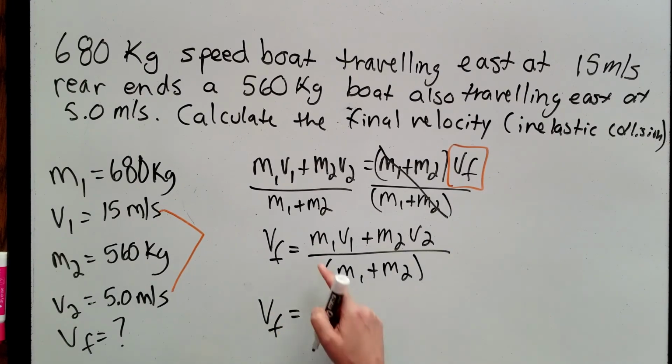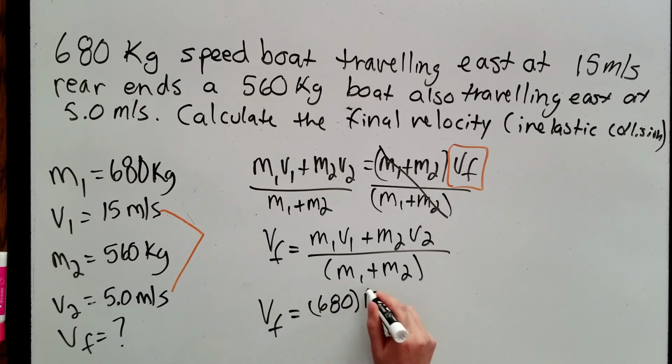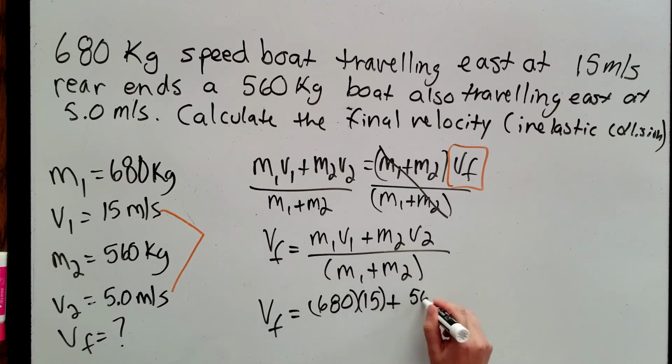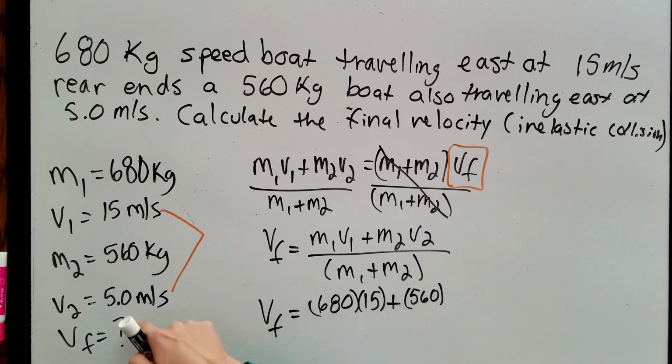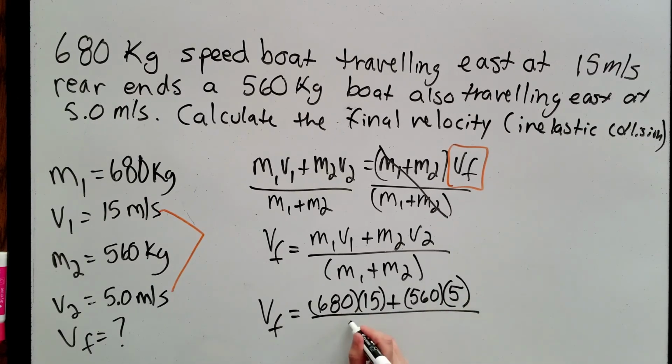So let's plug in. Mass of the first boat is 680 multiplied by velocity 15. I'm going to add that to the mass of the second boat, 560, and this time it is in motion, right? It's going 5 meters per second. So it does have momentum. We're going to divide that now by the addition of the two masses, 680 for the first and 560 for the second. So we have 680 times 15, add that to 560 times 5, and divide that whole thing by 680 plus 560.